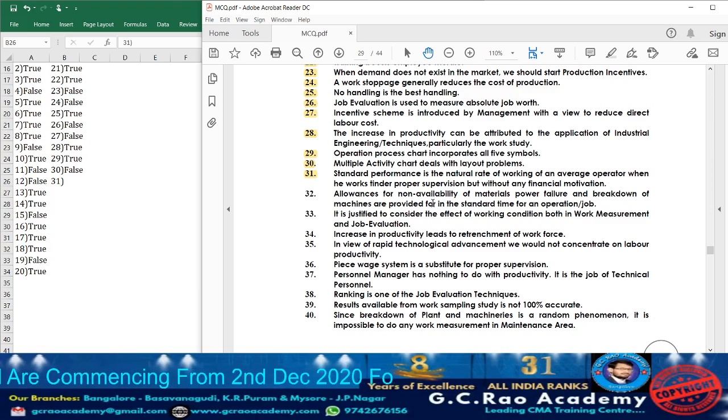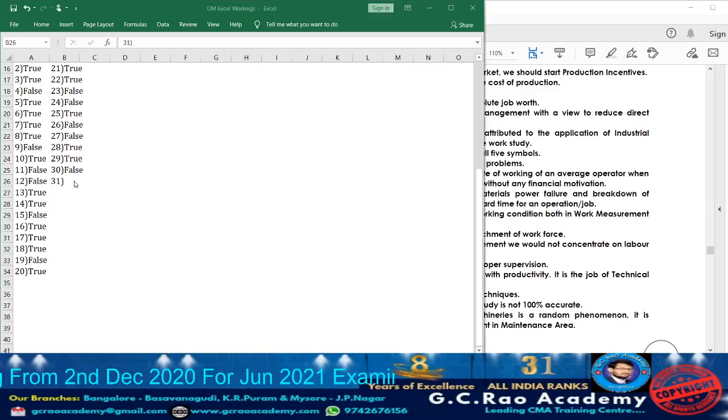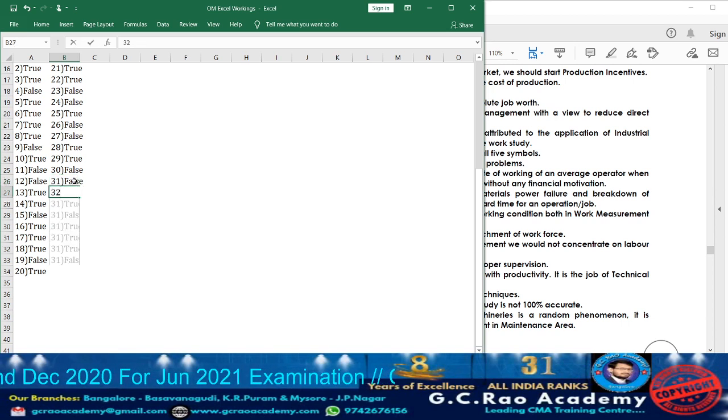Okay, here what they are telling? The standard performance is the natural rate of working of an average operator, they are telling. So according to the statement whatever they have given, it is false. So accordingly take down the statement as false. Now moving on to statement 32.